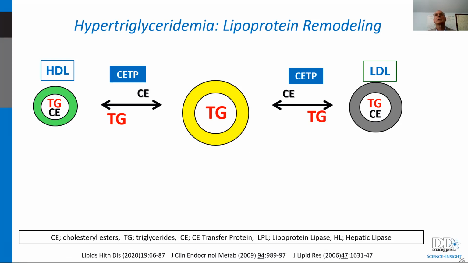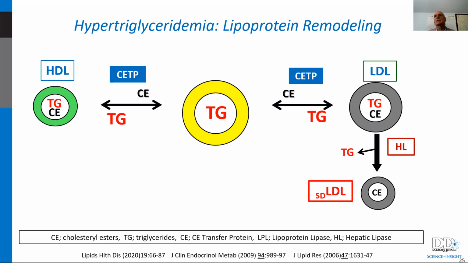to remodel lipoproteins. So basically what we're talking about here is LDL normally start out as very cholesterol ester rich particles, but in the presence of an expanded triglyceride pool size and the activity of cholesterol ester transfer protein, the LDL become enriched with triglycerides. Those triglycerides are then cleared by hepatic lipase, and we end up with very small, dense LDL particles.